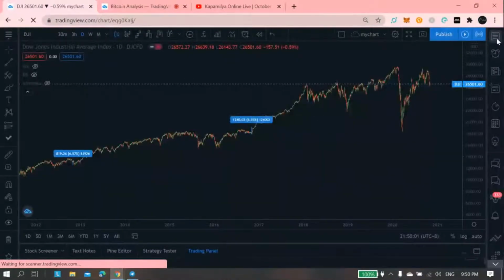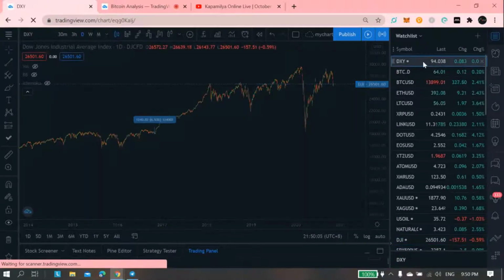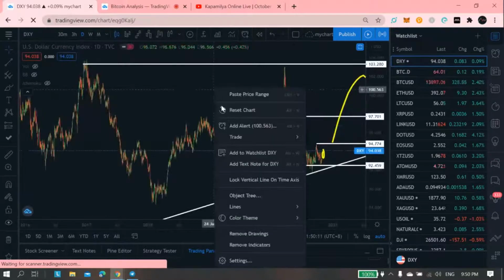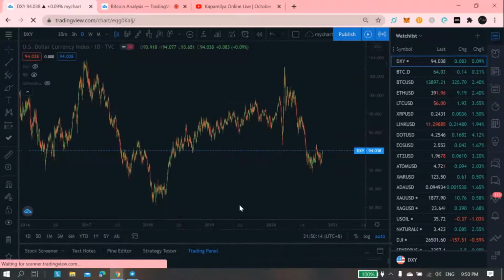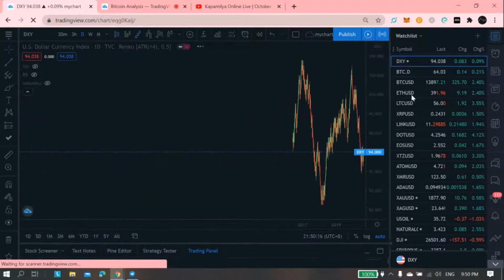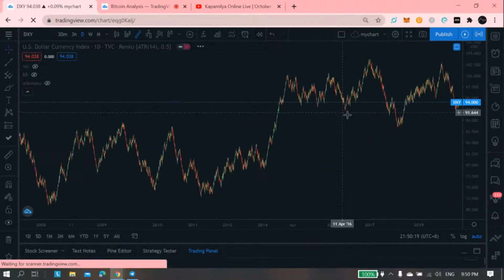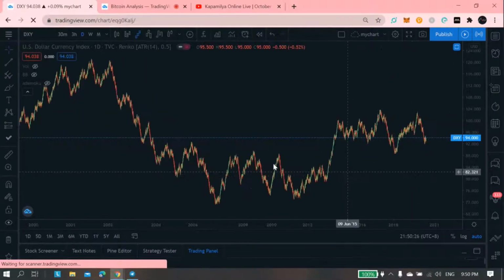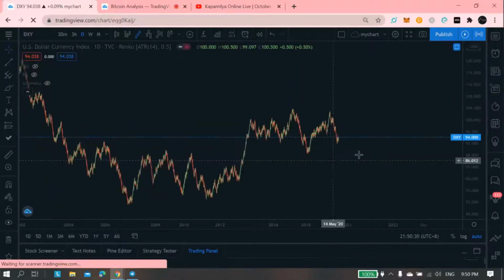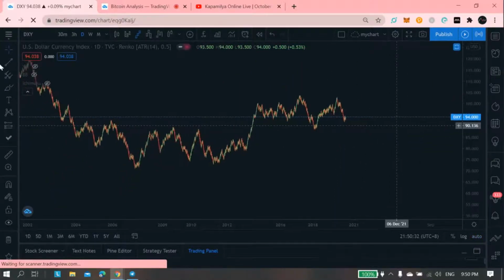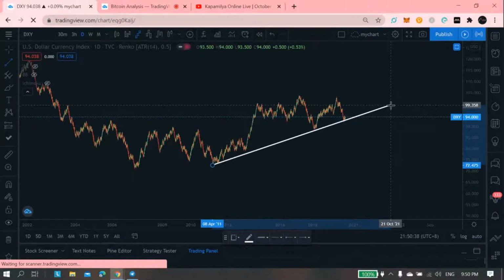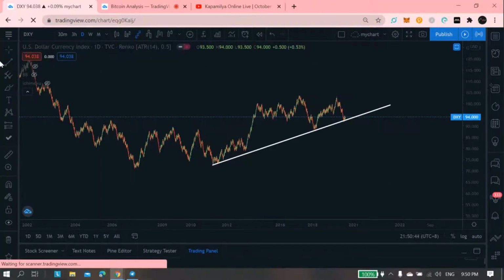Oh, I forgot to use this. Anyway, let's try to analyze using the Renko chart. Let me check this. I think it already found a support area at this area. See, buy at support and sell at resistance.